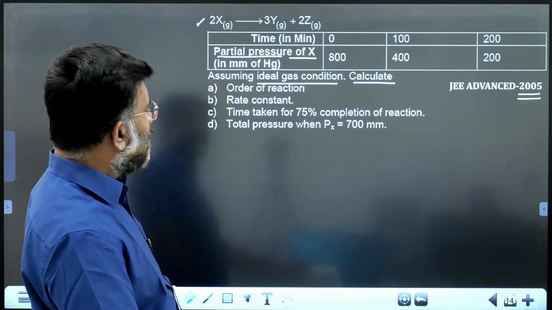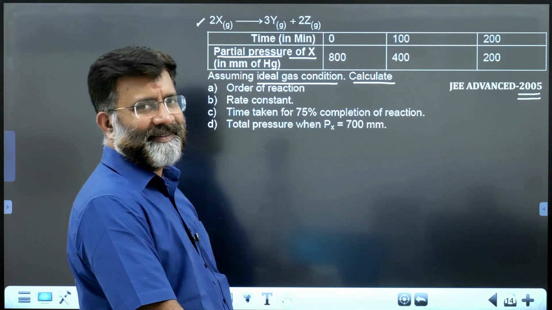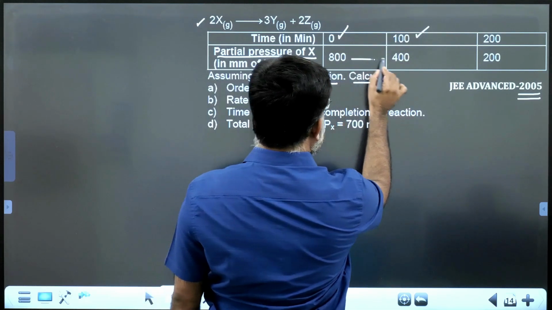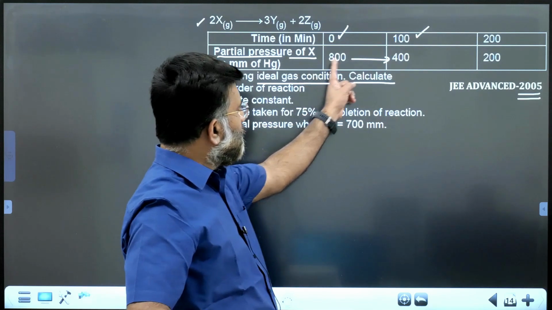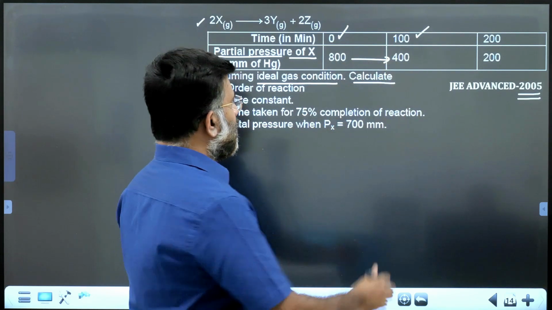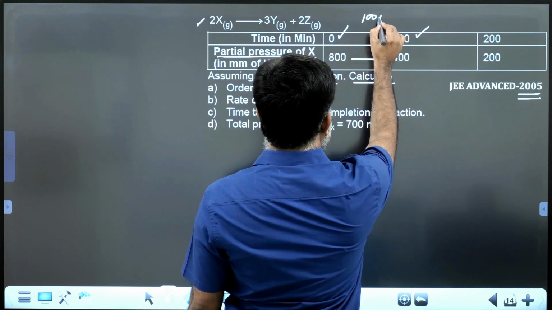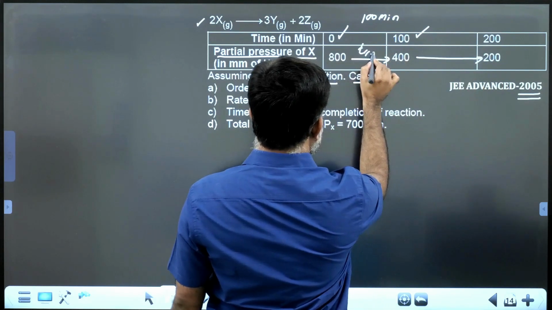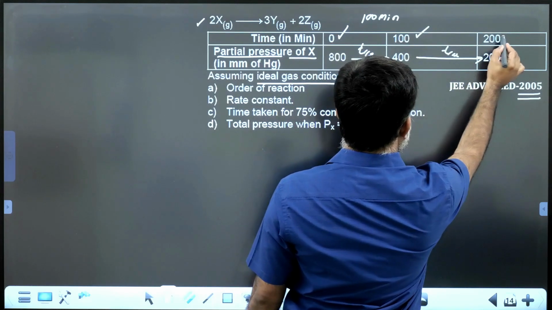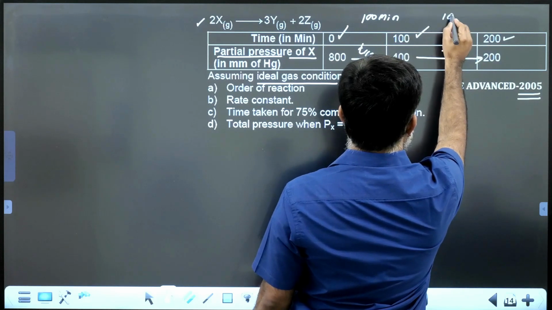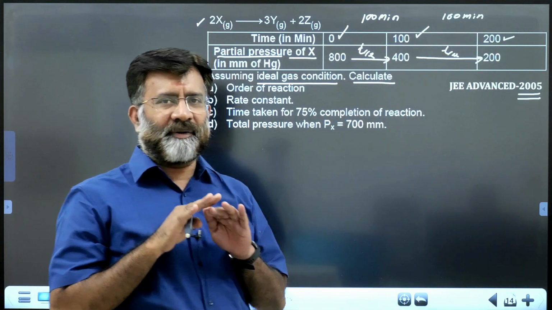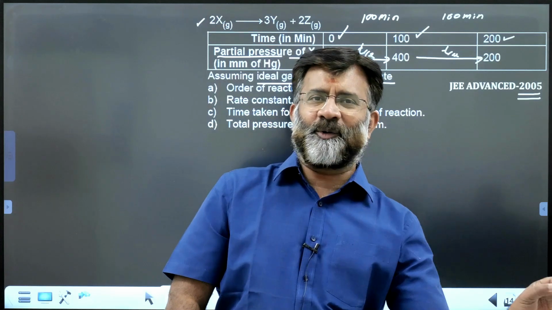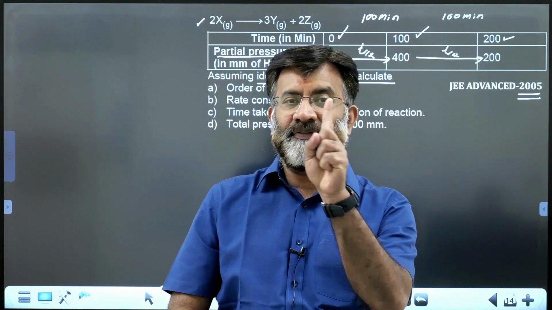Simply looking at the data, we can conclude the order of the reaction. How? See, time 0 and time 100, the quantity becomes 50%, isn't it? 800 becomes 400, that is T half, and it is 100 minutes. Further, 400 becomes 200, again T half, from 100 to 200, it is 100 minutes. 800 to 400, time is 100 minutes. 400 to 200, time is 100 minutes. That means T half remains constant.